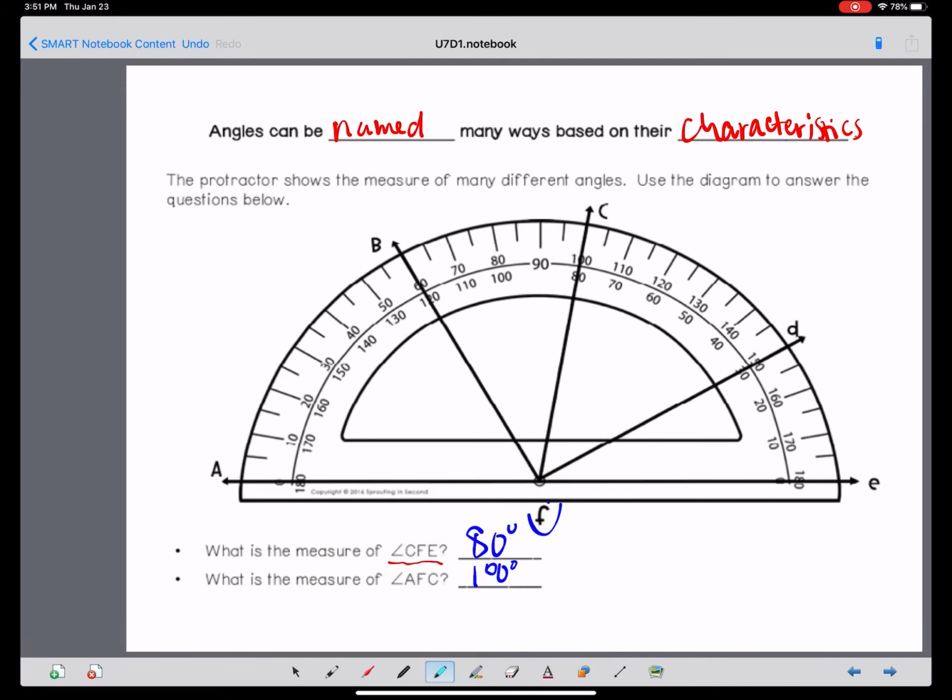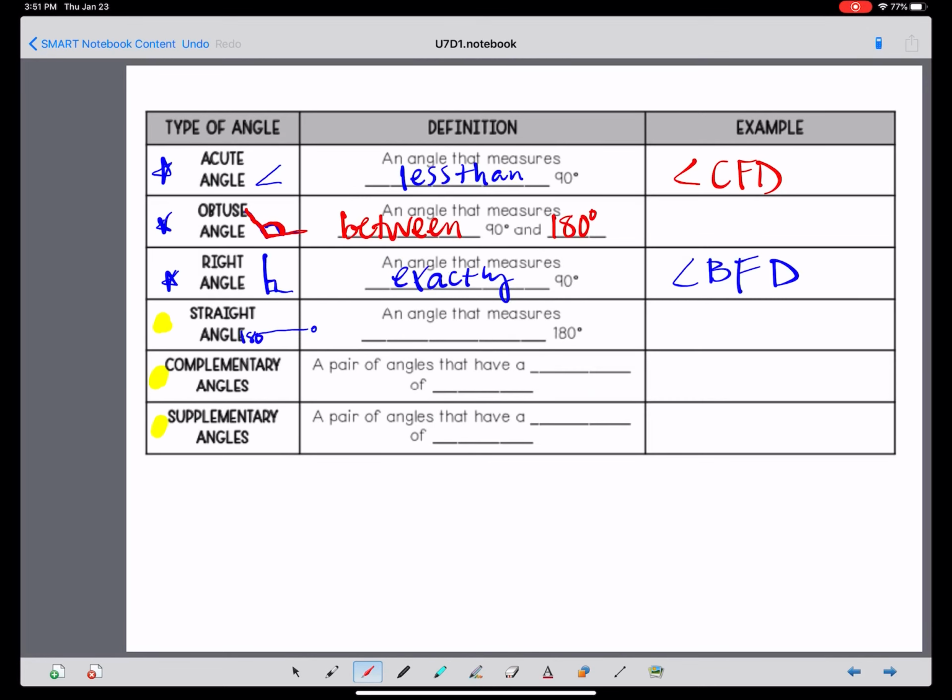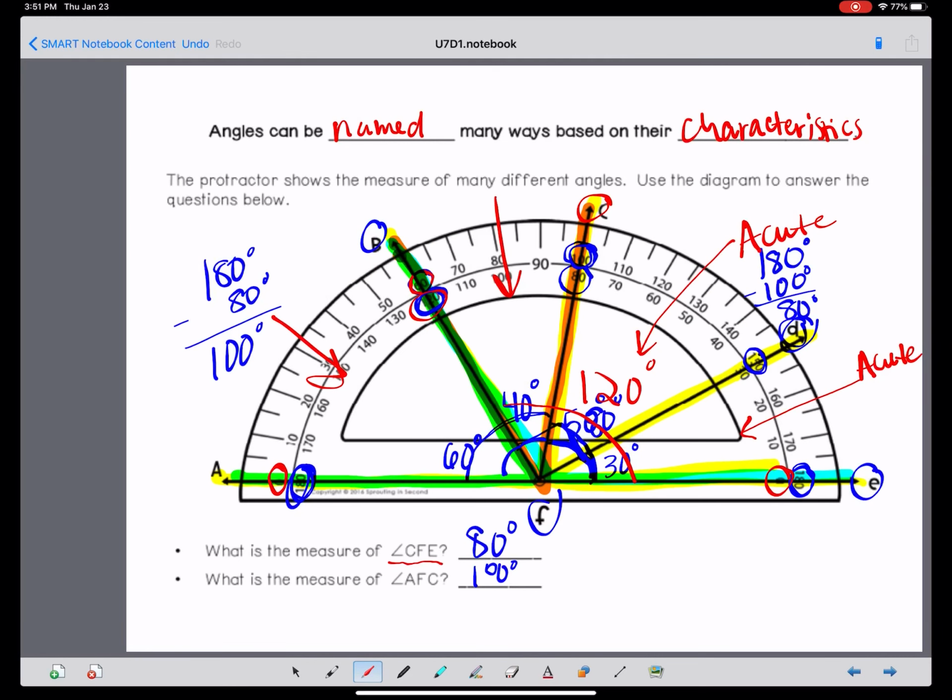Let's use a highlighter. I could do angle BFE because look at how far this spans. It goes from 0 to 120. If I do 120 minus 0, that tells me this is 120 degrees. That is between the number 90 and 180, so this is an obtuse angle, BFE. I'm going to go write that down. That's only one of them. If I wanted to do a different one, I could.